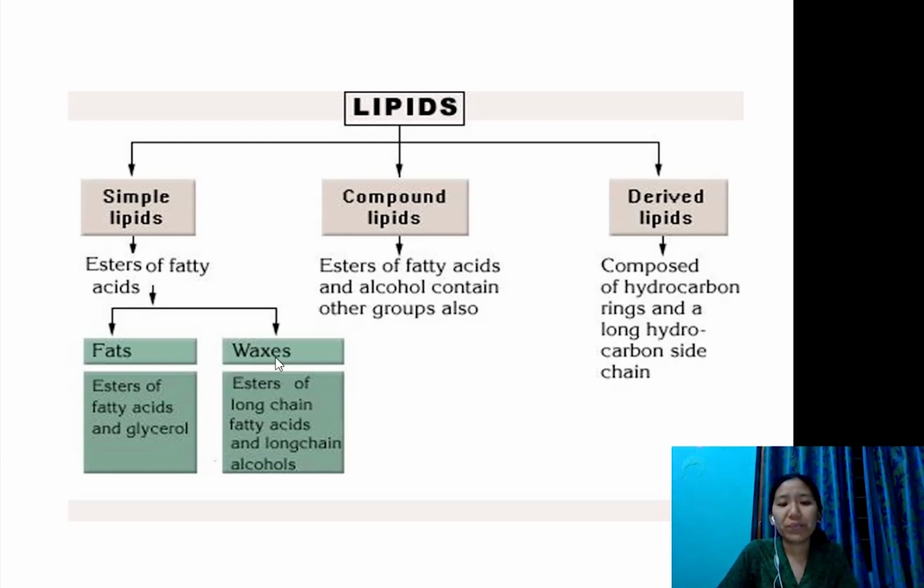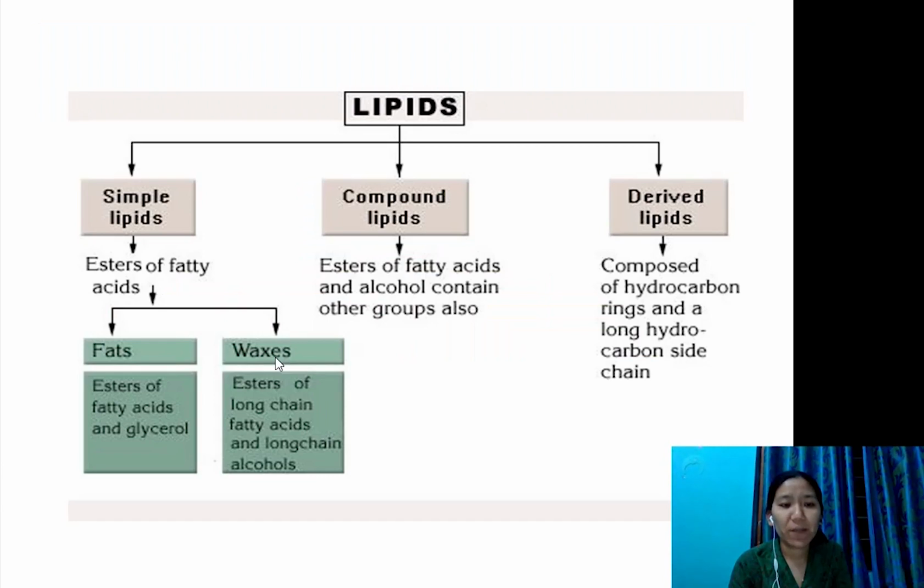Compound or conjugated lipids are a lipid plus other non-lipid components such as phosphate or protein. So another component which binds with the lipid forms a compound lipid or conjugated lipid. And the last one is derived lipid. These are formed by the hydrolysis of simple and compound lipids. Usually they have hydrocarbon rings. Now let us look at each one of them.